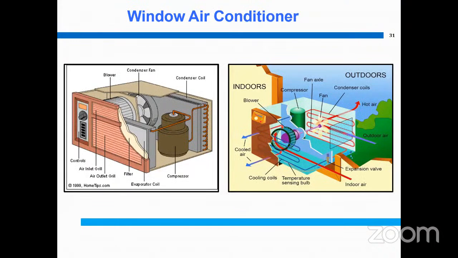So this is the view of the window air conditioners. We could see the compressors, hermetically sealed compressors, fans, blowers. So it is partly outside and partly inside the room. So evaporator side is towards the inside, then condenser coil is outside. Cooling coils, blower, expansion valve. So here expansion valve is capillary tube or electrical expansion valve.